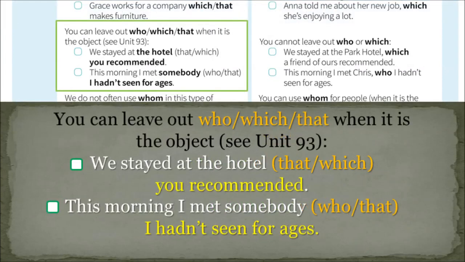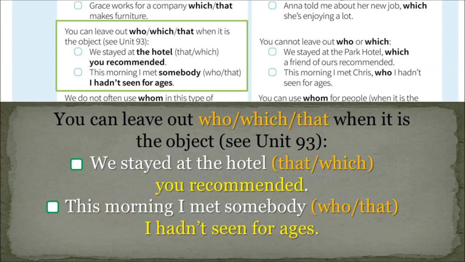You can leave out who, which, that when it is the object. See Unit 93. We stayed at the hotel that you recommended. We stayed at the hotel which you recommended. We stayed at the hotel you recommended.